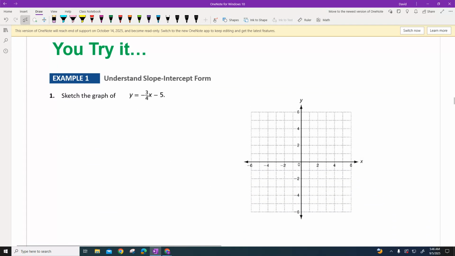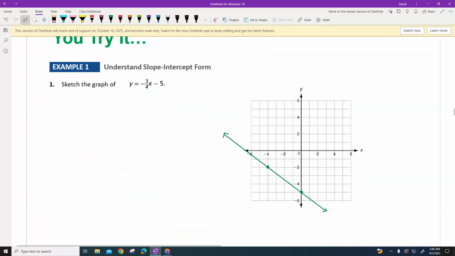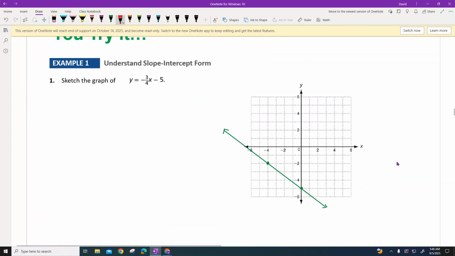Alright, you give this one a shot. Using the parts, the y-intercept and the slope, try graphing that guy. This is why you need a ruler. Alright, let's see how you did. I'm hoping that you put a dot on -5. So the y-axis is right here. I came down 1, 2, 3, 4, 5, put a dot.